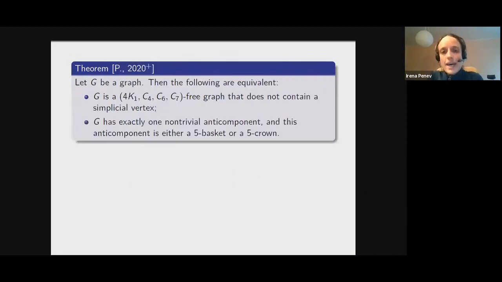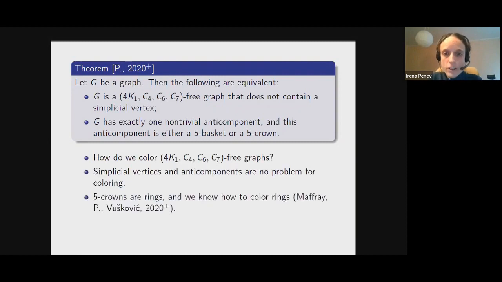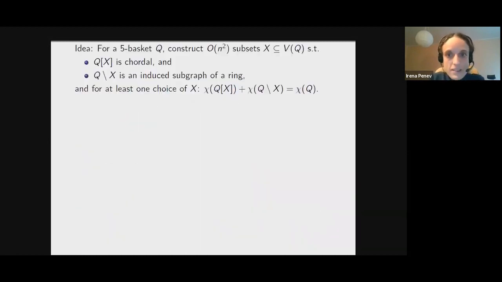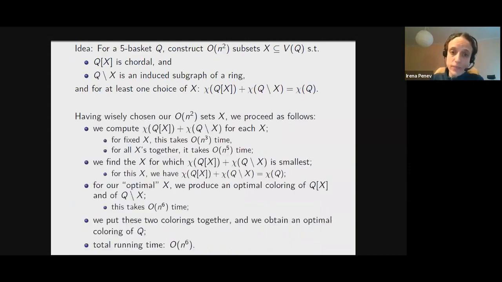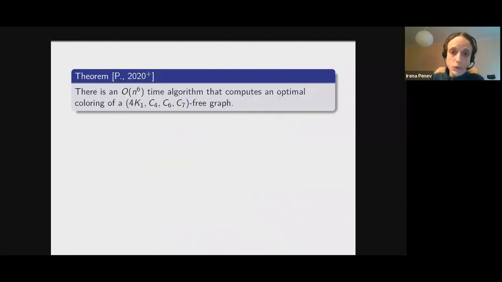Okay. And then how about for when you forbid C7? So that's what I got that nice decomposition theorem for. So there, yeah, I could do better. And again, I can't give you the details, but it uses that coloring algorithm for rings. Okay. And what you get is n to the 6th.